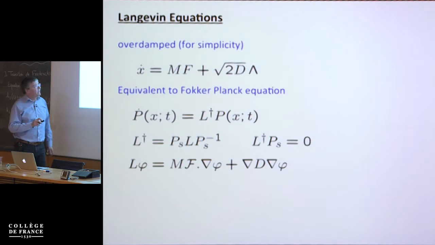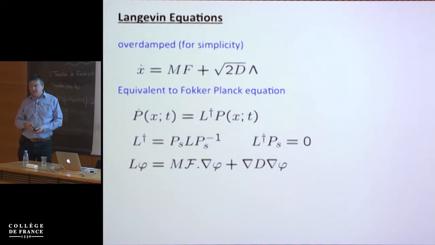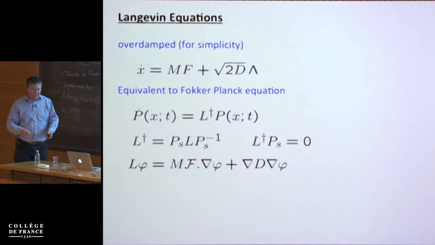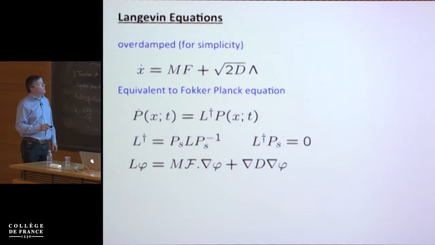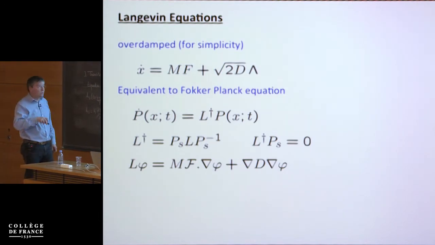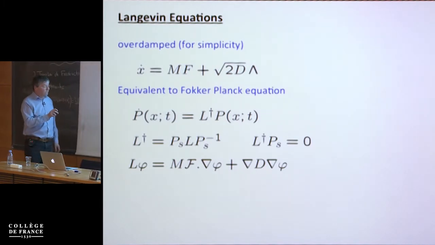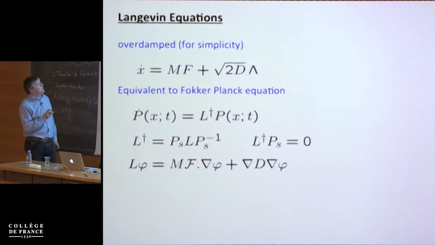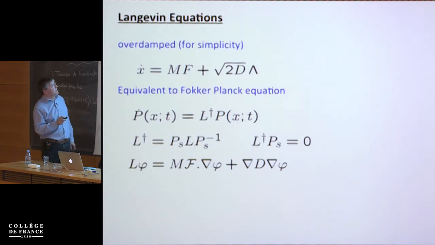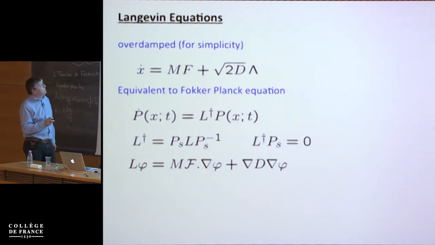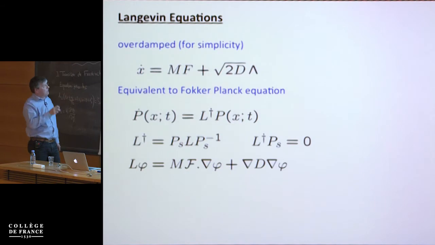So that Langevin equation, which describes the time evolution of a configuration, x of t, can also be cast as a Fokker-Planck equation, which tells you about the evolving probability of being in configuration x at time t. So p is the probability of being in configuration x at time t. This is the Fokker-Planck equation. It has an operator on the right-hand side. It tells you the time evolution of p.